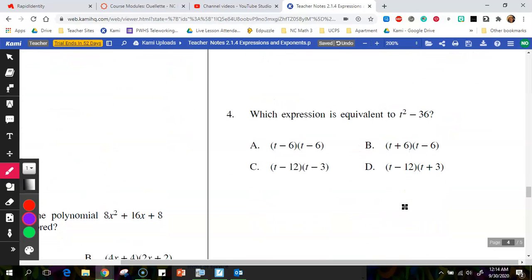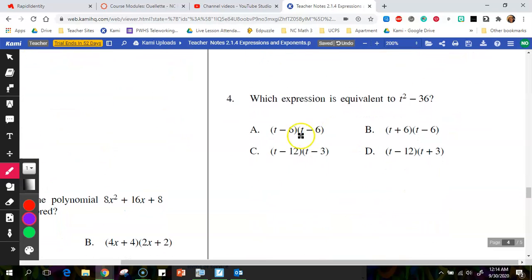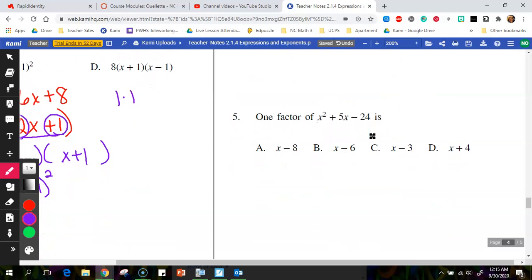All right, number 4. Okay, this is also the difference of 2 squares. You just have to recognize that, and this time it's a t. So it's going to be t plus something, t minus something. The square root of 36 is 6. So that's going to be answer choice B.